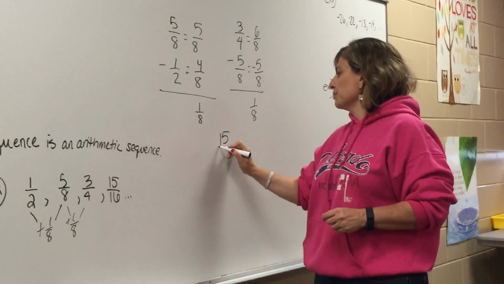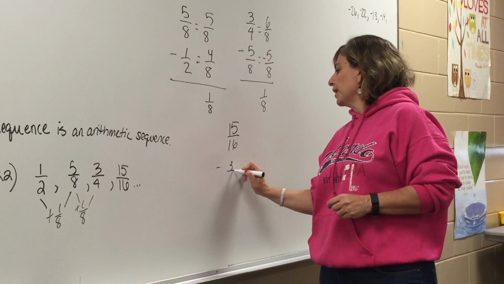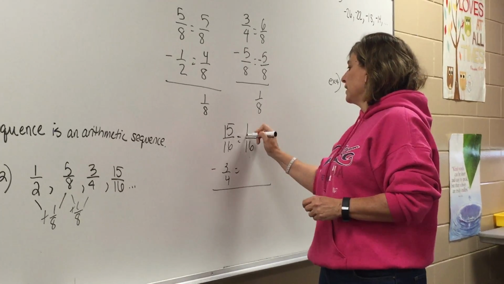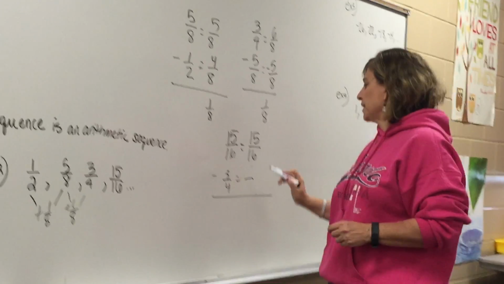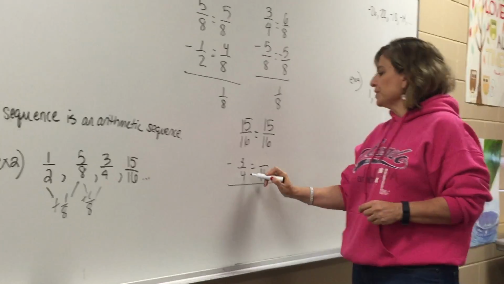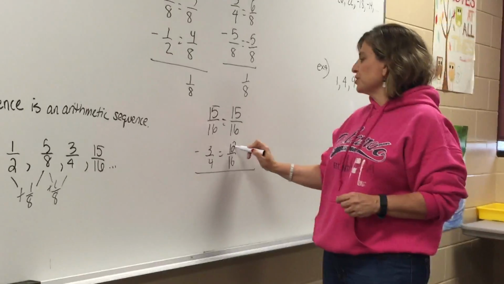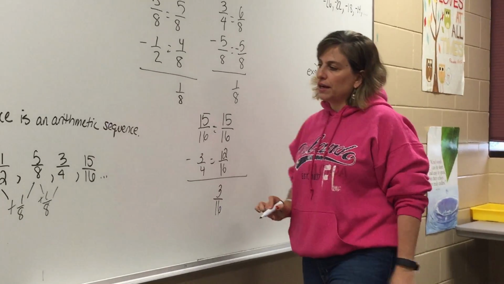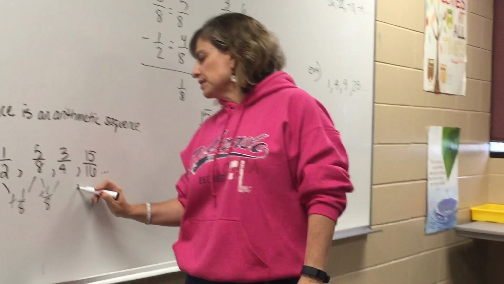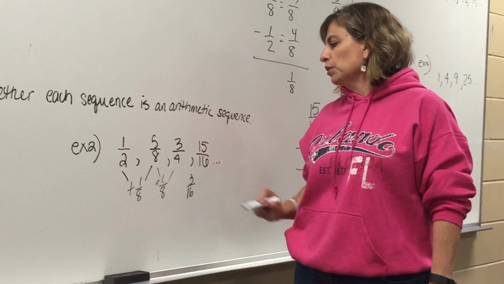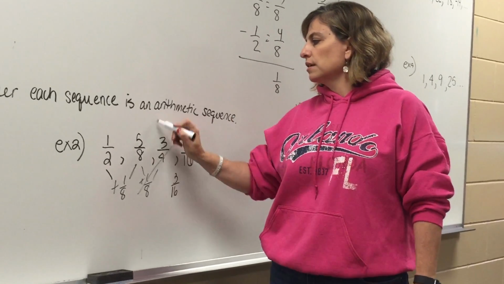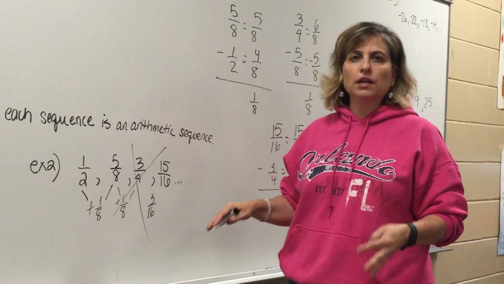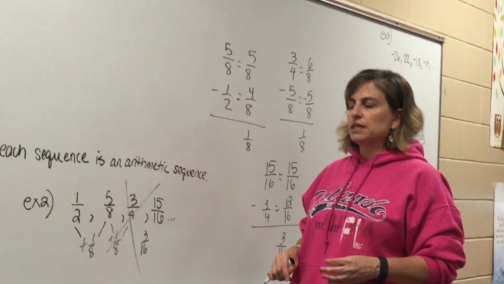15/16 minus 3/4. Okay, how do I get that? Well, I keep my 16 as my common denominator. 4 times 4 is 16, 3 times 4 is 12. 15 minus 12 is 3/16. Uh-oh, I have a problem. 3/16 does not equal 1/8. This is not an arithmetic sequence. The D is not equal, so it's not constant. It's not an arithmetic sequence.